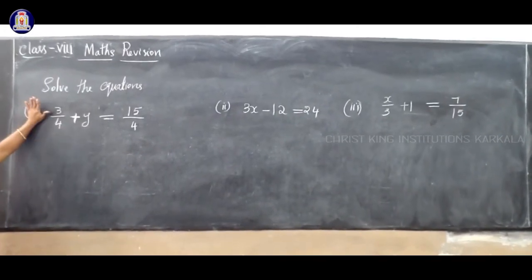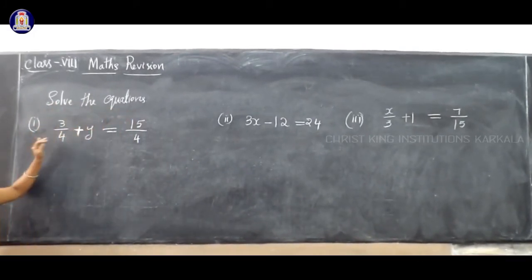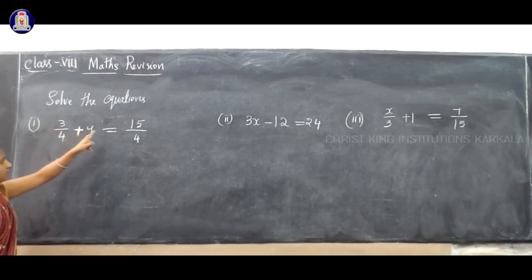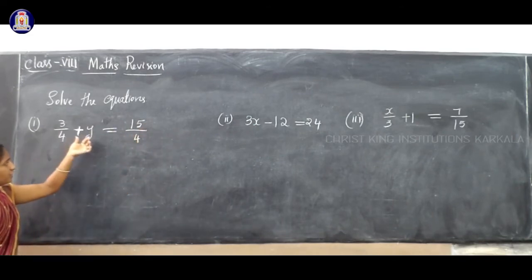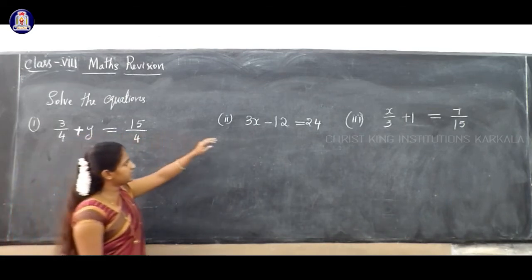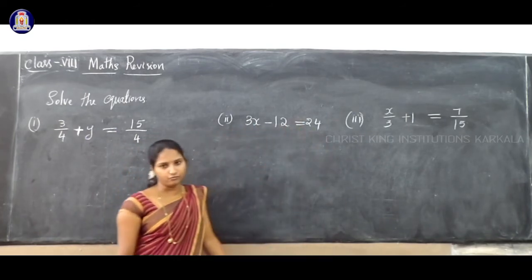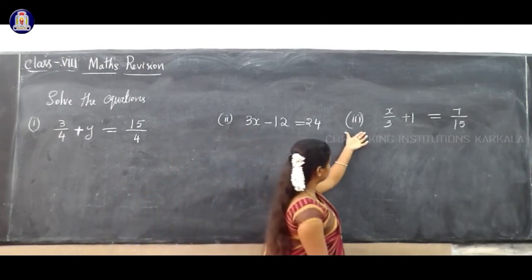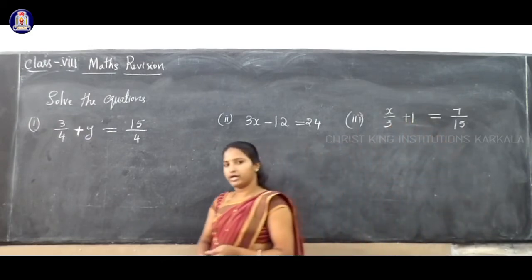Next question. See, if you get this type of question in the exam, it says solve the equations. So how to solve the given equations? The first equation is 3/4 plus y is equal to 15/4. Clear? So here the variable is given, that is y. Y is a variable in the first equation. And second equation, say 3x minus 12 is equal to 24. So in this second equation the variable is x. Third equation, that is x/3 plus 1 is equal to 7/15.